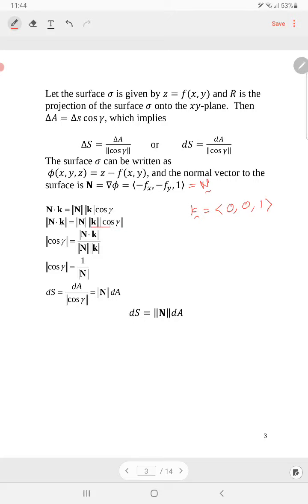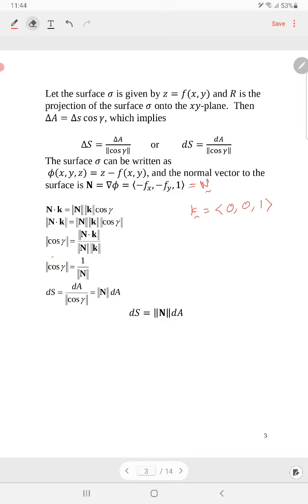But we know the magnitude of k, which is a unit vector, is equal to 1. So rewriting that, we get magnitude of cos gamma is equal to magnitude of n dot k divided by magnitude of n times magnitude of k. But we know magnitude of k is 1. So in the denominator now, we only have magnitude of n, which is the magnitude of the normal vector.